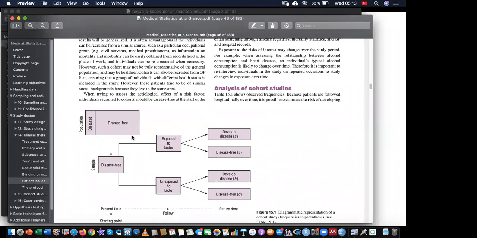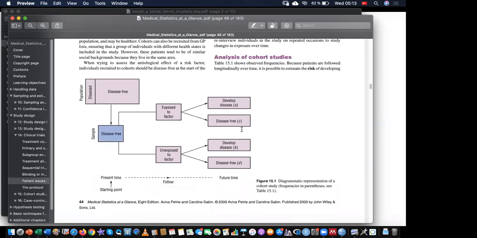You have a population of people. Among them, there might be some who have already the disease, but you don't include these. You exclude these people and you take the other part of the people. And these disease-free people, some of them are exposed to the factor, some others, they are not exposed to the factor. And you follow them up to the future.